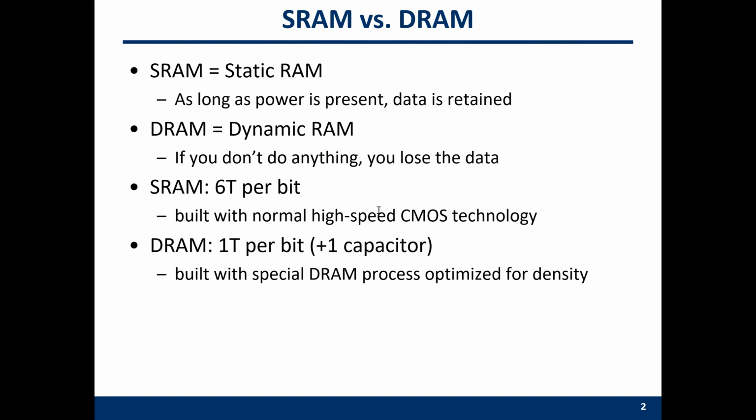Dynamic means refresh. If you just keep your DRAM static, you will lose your data slowly. Typically, for SRAM, you use 6 transistors to store one single bit. But for the DRAM, you just need one transistor and one capacitor. So the density of DRAM is very high.